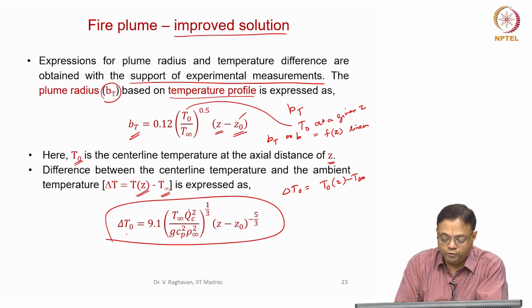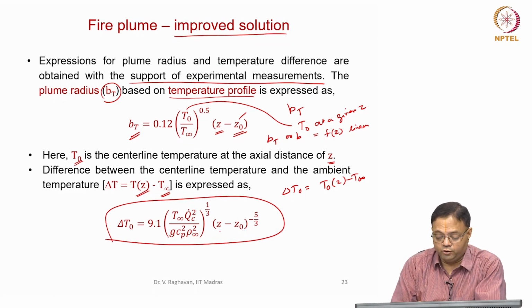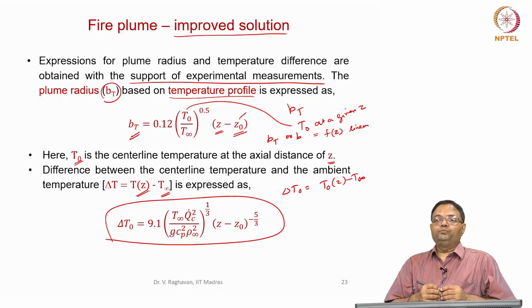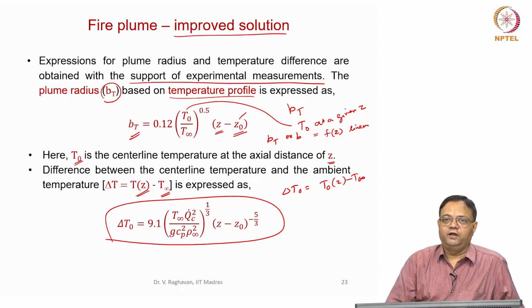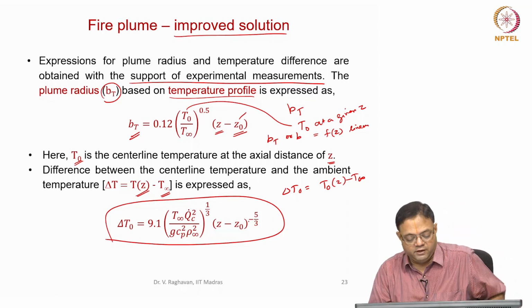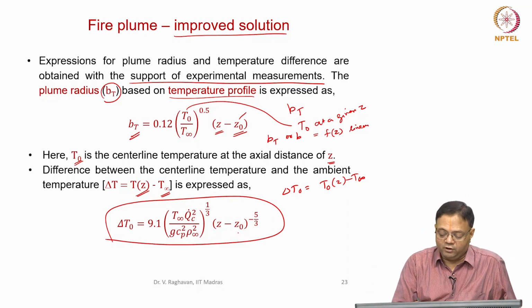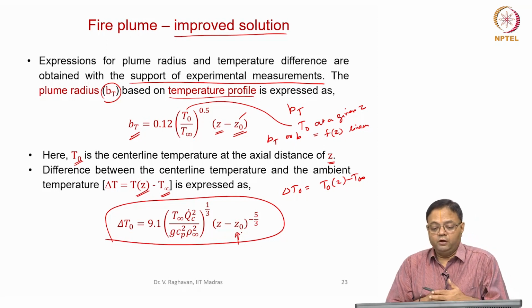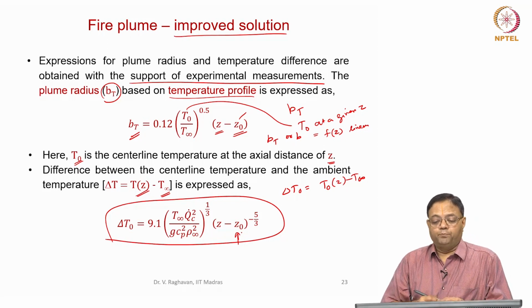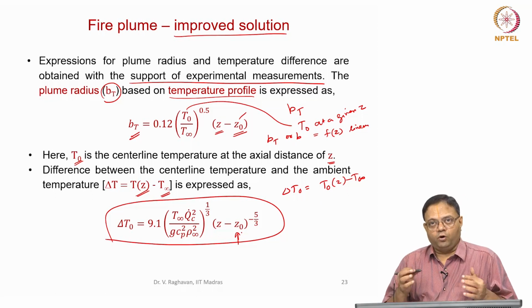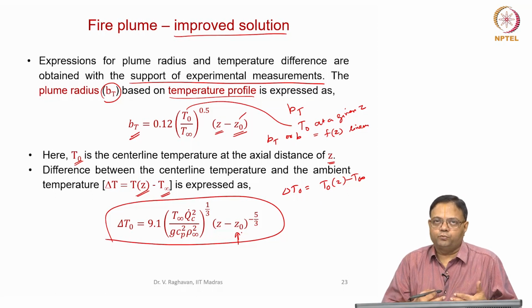Delta T naught, so T infinity is going there, so delta T naught equals plus 9.1 T infinity times (q dot c squared by g Cp squared rho infinity squared) to the power 1 by 3. So these are all constants times z to the power minus 5 by 3. The variation trend along z is the same, minus 5 by 3 is the value there, but you can see the virtual origin is put in here. So the improved solution also preserves the trend because we are just trying to improve the solution.